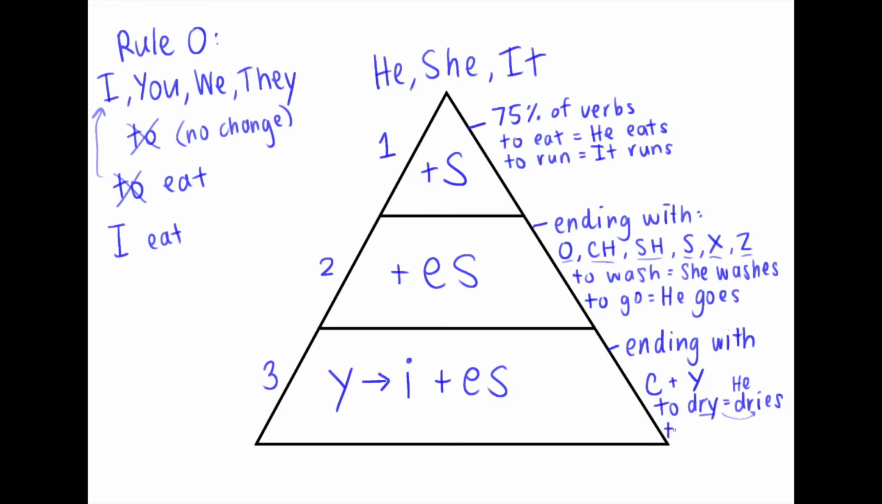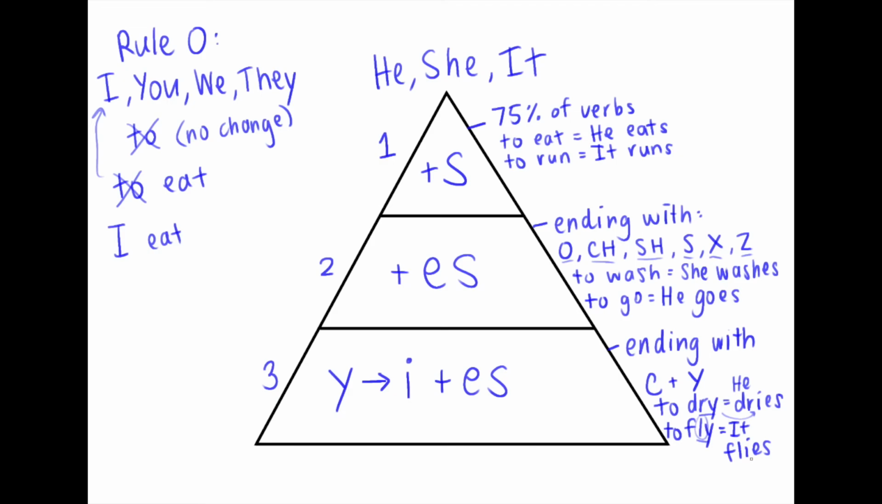Another example, to fly, right? Like a bird. So it flies, ies. Again, we look at the ending. It ends with the letter Y, and right before it, the L, that's a consonant. So we know the Y becomes I, and we add es.